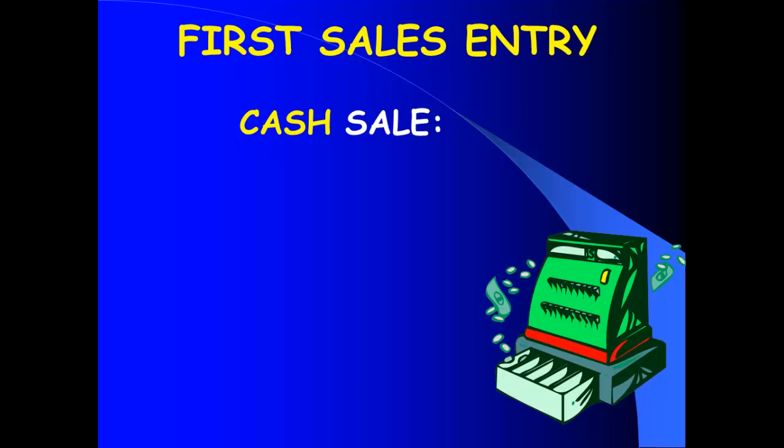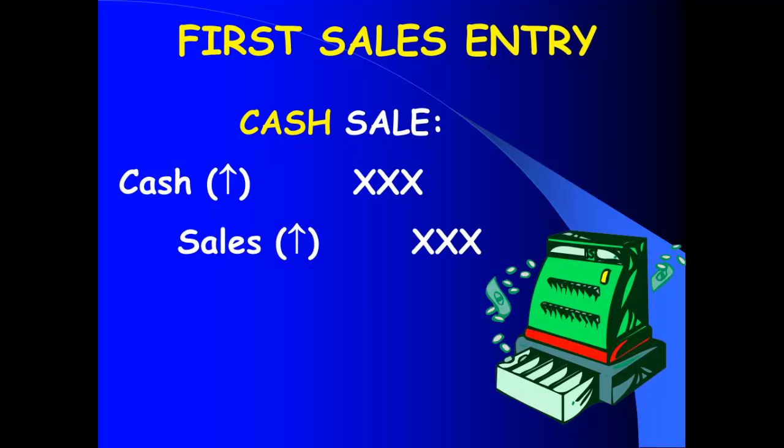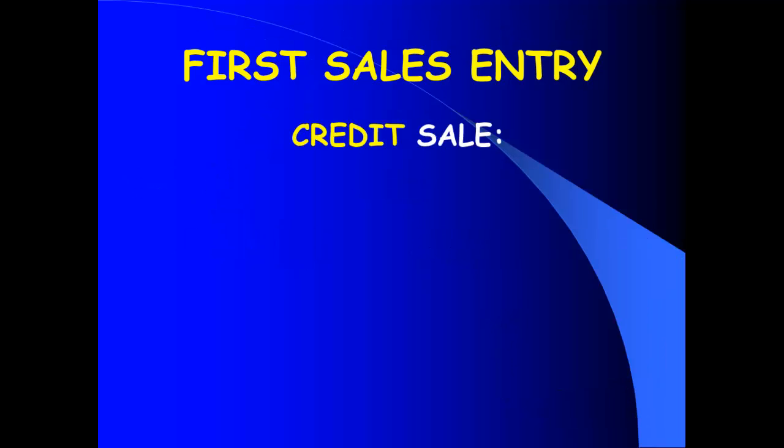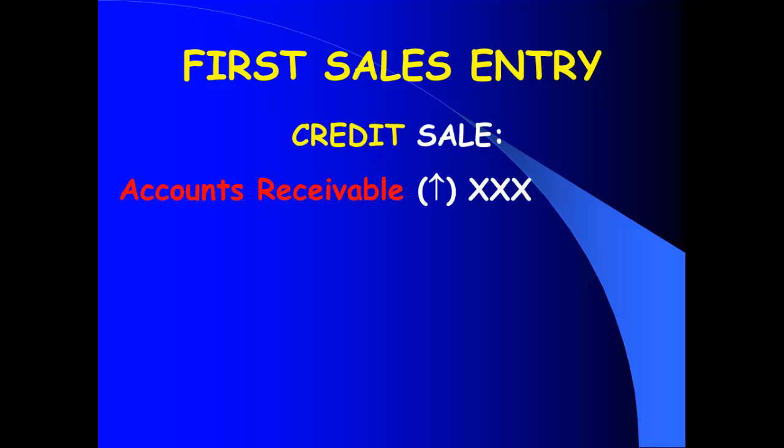I sell you something for $100, you pay me in cash. What do I have more of? Cash, an asset, goes up with a debit. What else do I have more of? Sales, which is revenue, goes up with a credit. So debit cash and credit sales, because that's my revenue account. What if it was a credit sale? In other words, the person promises to pay me later on. What do I have more of? Accounts receivable, an asset, goes up with a debit. And what else do I have more of? Sales. Revenue goes up with a credit.